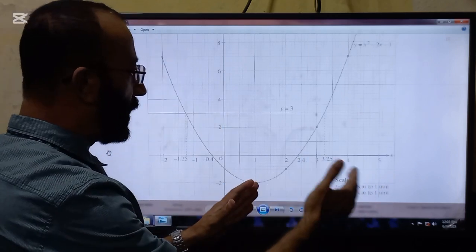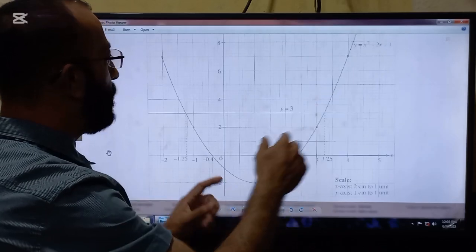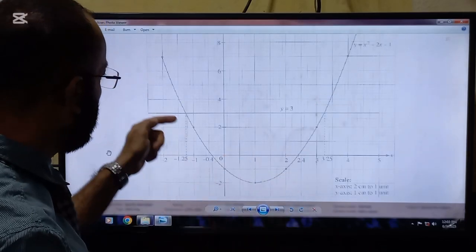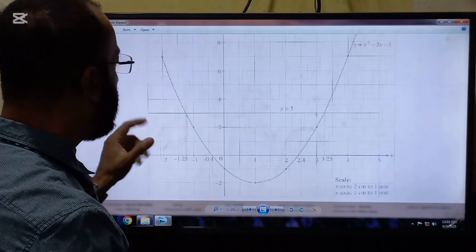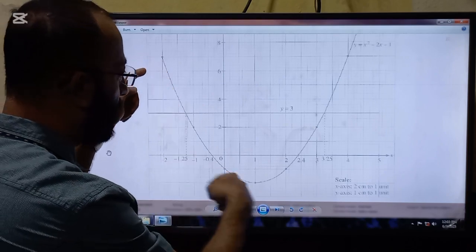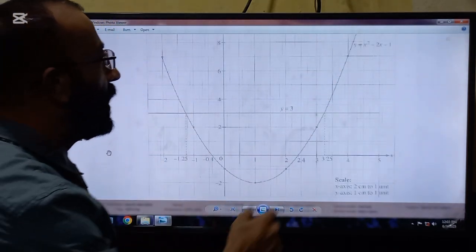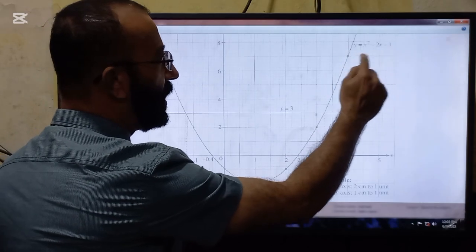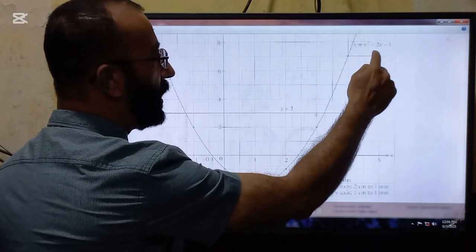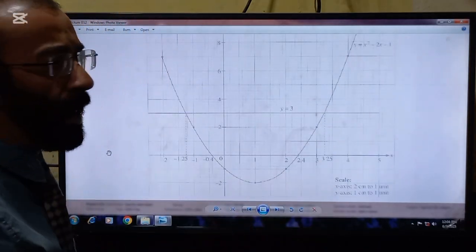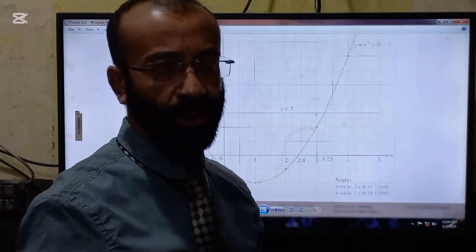Now after this stage, the values from the table will be plotted, that is these points. Next stage will be join the points with the help of a freehand curve. Next stage will be label the curve. So we have labeled the curve like this. The equation will be written on the curve. Okay, now the final part.